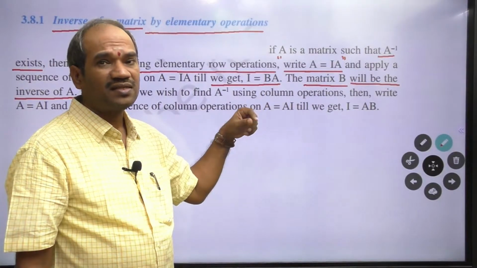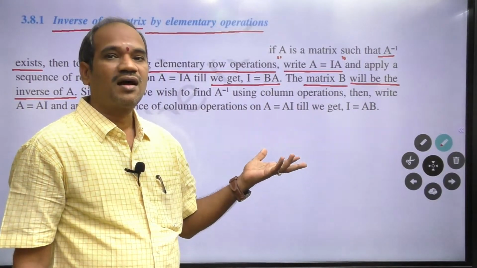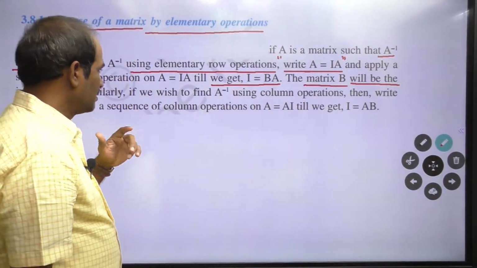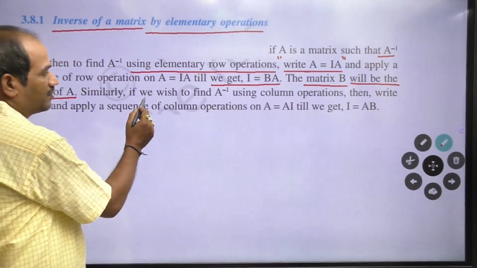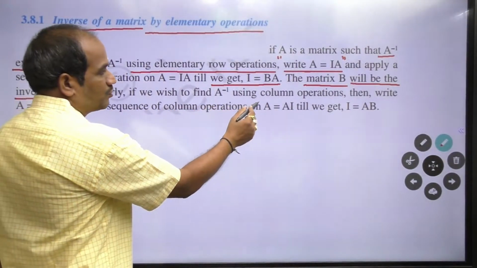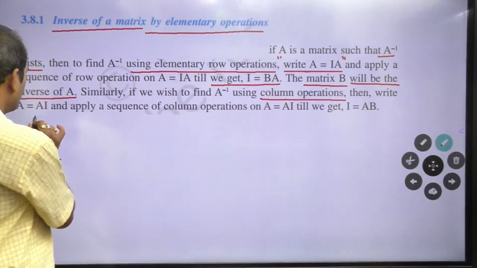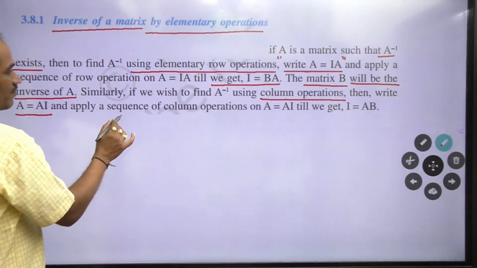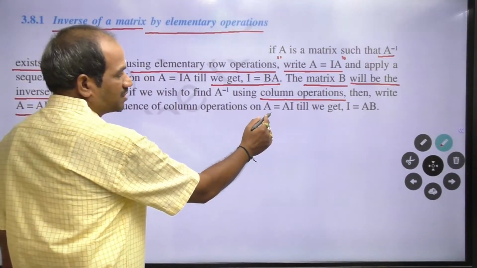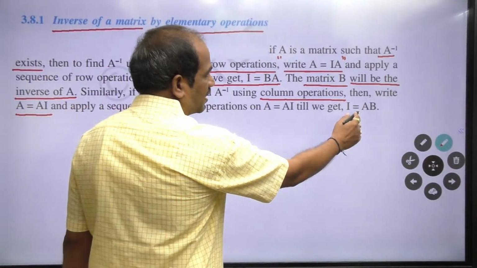Similarly for columns. If we wish to find A inverse using column operations, then we write A is equal to AI, and apply a sequence of column operations till we get I is equal to AB.